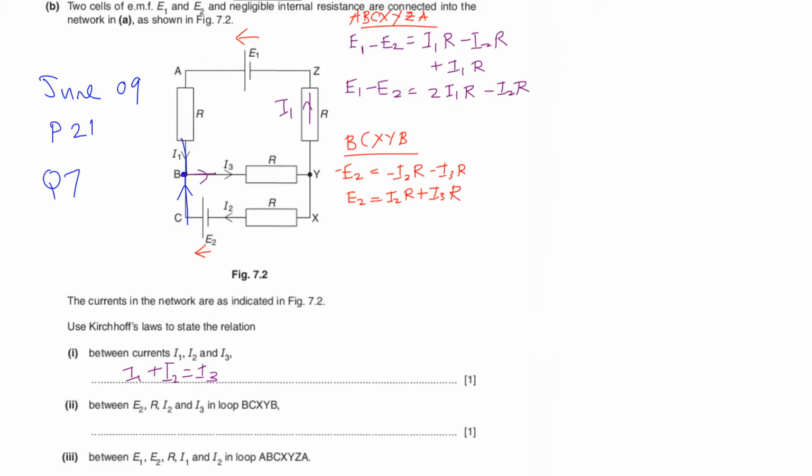Positive I1R. Okay, very good. So then in the end, you get E1 minus E2, positive I1R. Now when you come to here, we are coming to the right, but the current I2 is to the left. So it's positive or negative PD? It will be negative I2R.